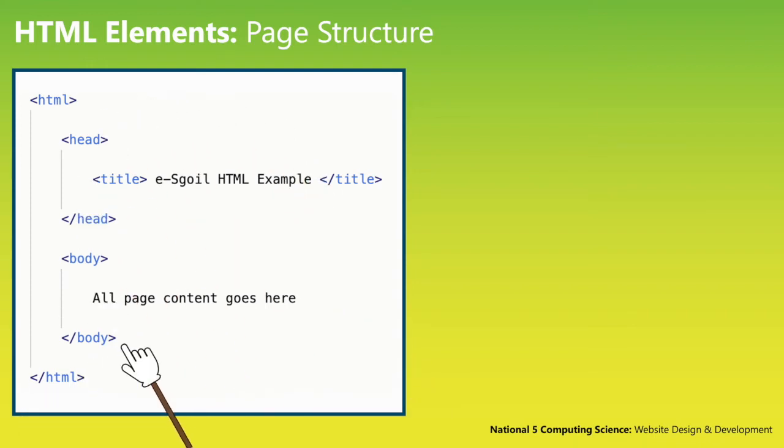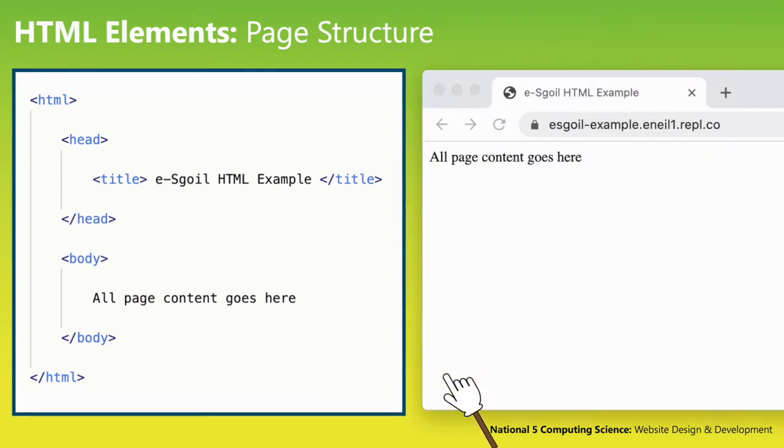Let's now have a look at what this page will look like when we run it in a browser. As you can see, the content inside my body tags appears in the page body. The title becomes the tab title in the browser. So if I have multiple tabs open, I can easily see which page is which.